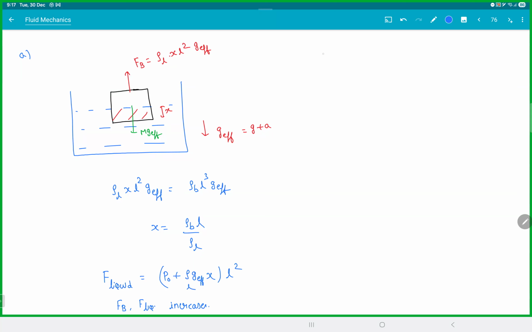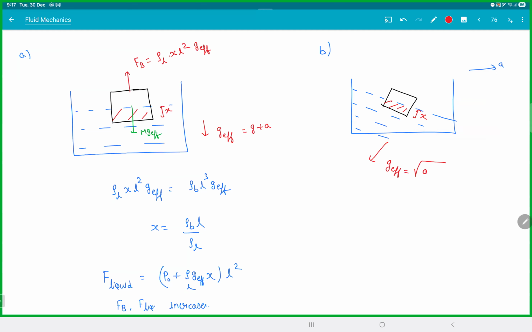What happens if you accelerate horizontally? If you accelerate horizontally, the liquid will become like this. As the block does not care whatever the liquid, the block will become like this. This would be the X. So the only difference will be G effective now will be root over A square plus G square. X remains same. So this X will not change whether you accelerate up or down, horizontally, it doesn't matter.